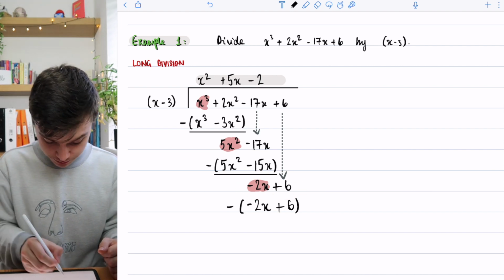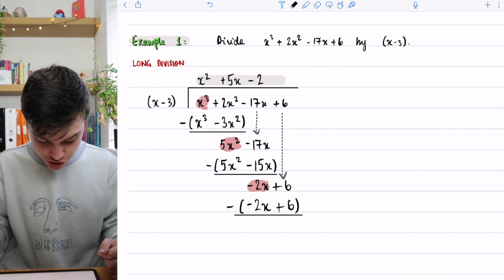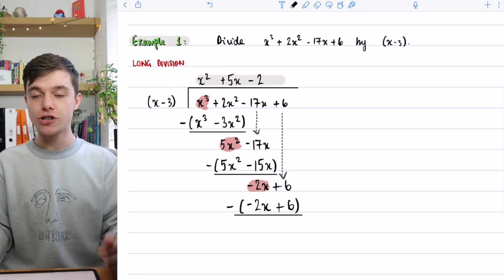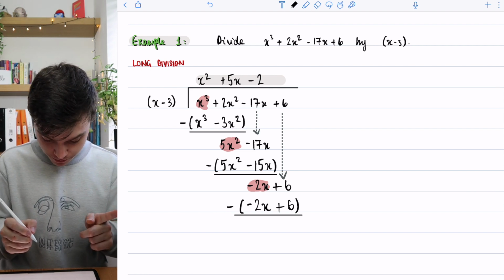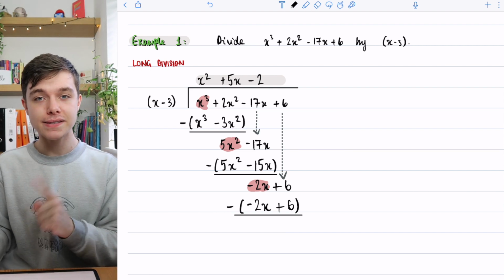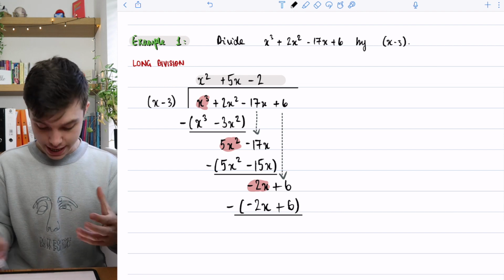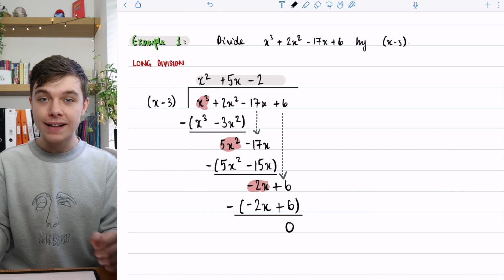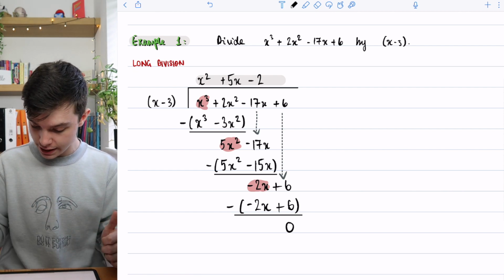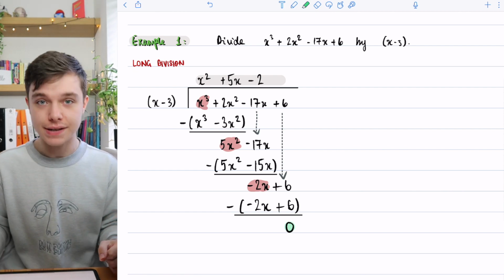So let's do that. We're going to have minus 2x minus minus 2x. That will give me minus 2x plus 2x, which gives me 0. And then we're going to have 6 minus 6, which will also give me 0. So that is where I stop. I am now at a 0 term, if you like. This term here is 0.